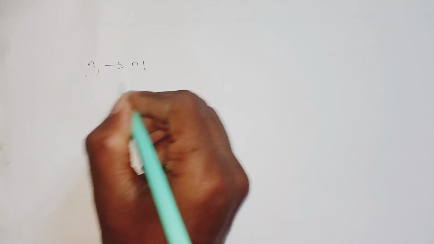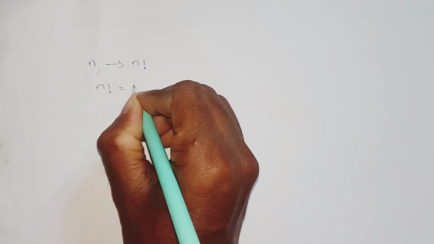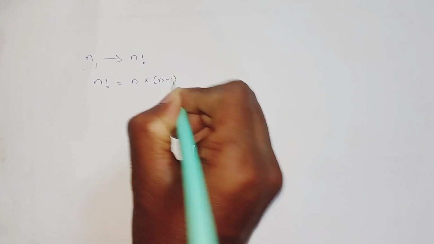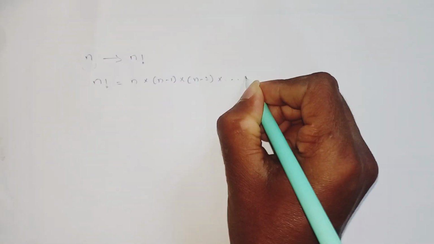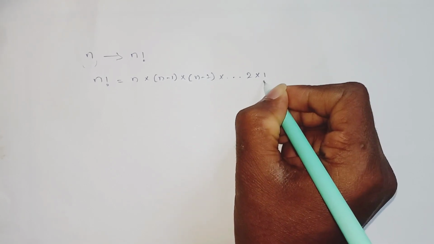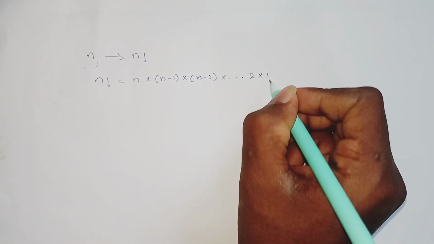So here n factorial is equal to n into n minus 1 into n minus 2 into and so on, 2 into 1. So once we get 1, then we need to stop here.